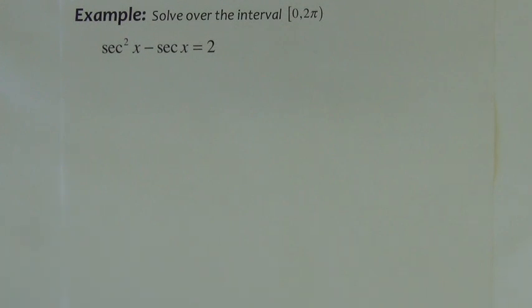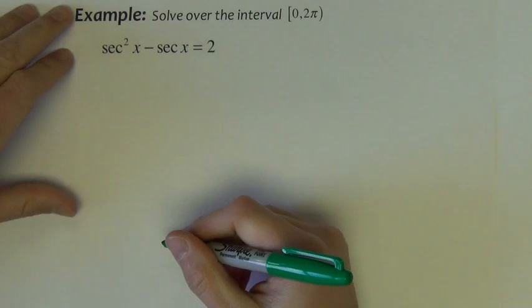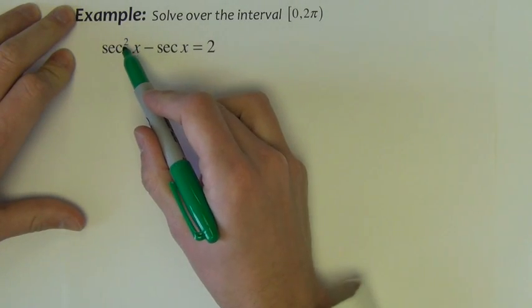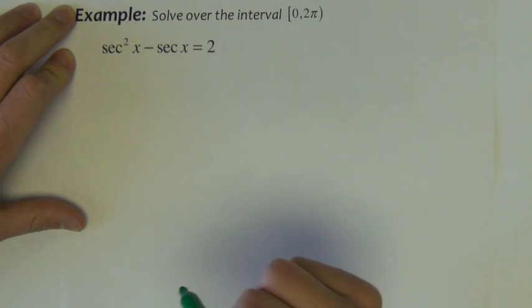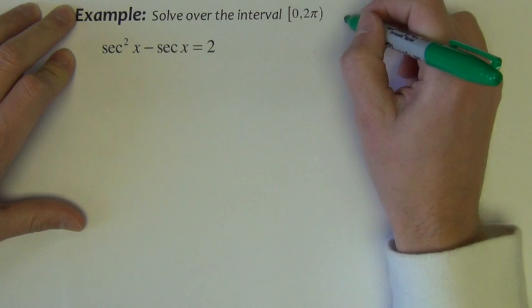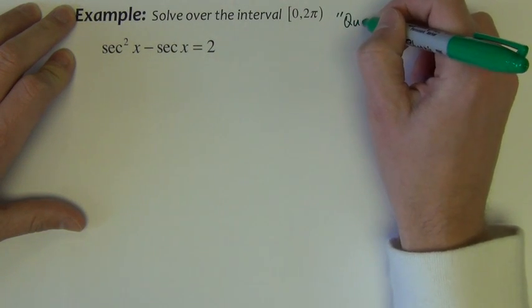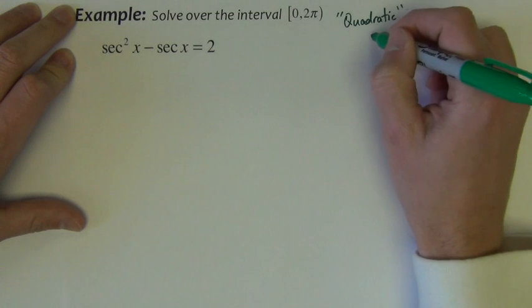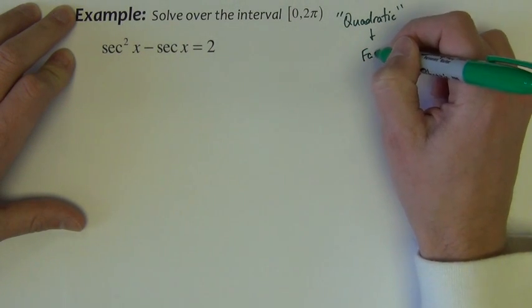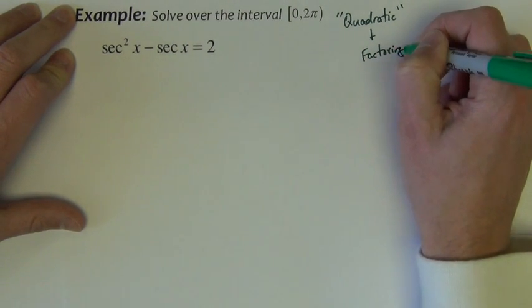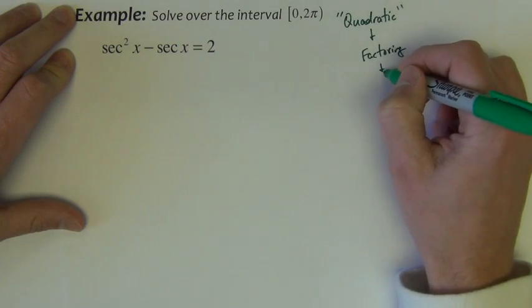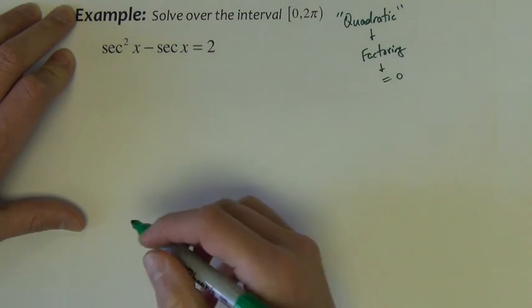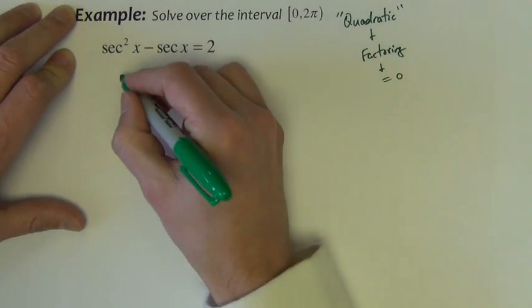Next example has the same directions, solve over the interval 0 to 2 pi. I'm going to begin this one since I see a trig function that's squared. When I see equations with squared things, I think that these are like quadratic equations. When I see quadratic equations, I think solve them by factoring. And when I'm going to solve by factoring, I have to set equal to 0. That's kind of how I'm going to begin this problem. That's my mental thought process.